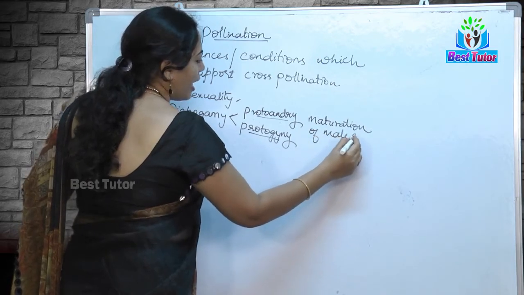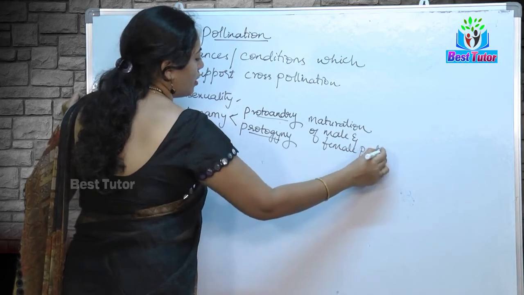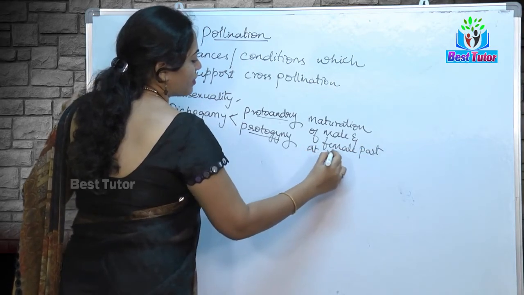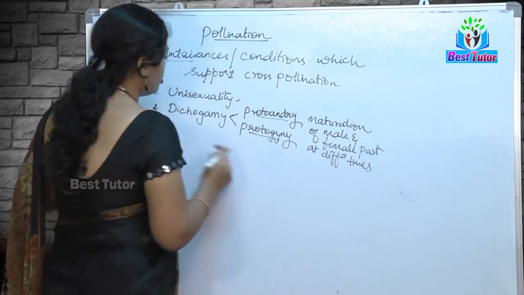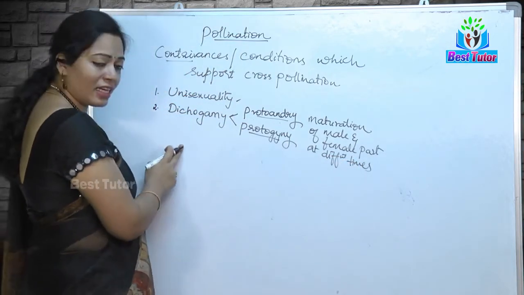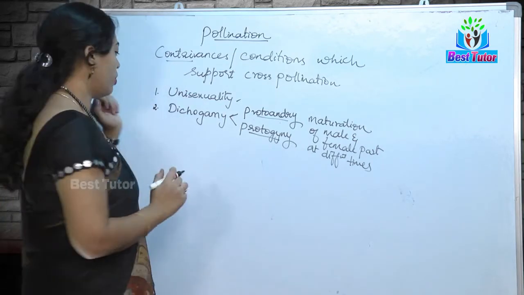Maturation of male and female parts at different times, then that condition is known as dichogamy. If that is the case, the flower cannot undergo self pollination, it has to go for cross pollination.